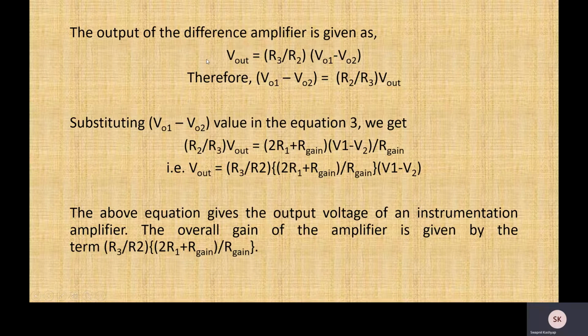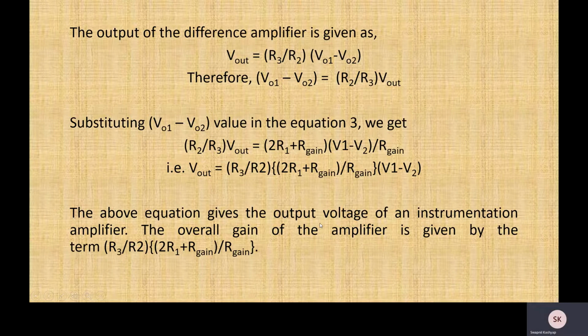The output of the difference amplifier is given as Vout is equal to R3 by R2 into VO1 minus VO2. Therefore, VO1 minus VO2 is equal to R2 by R3 Vout. Substituting the VO1 minus VO2 value in equation 3, we get R2 divided by R3 Vout equal to 2R1 plus R gain divided by R gain into V1 minus V2. That is, Vout is equal to R3 by R2 into 2R1 plus R gain divided by R gain into V1 minus V2. The above equation gives the output voltage of an instrumentation amplifier.